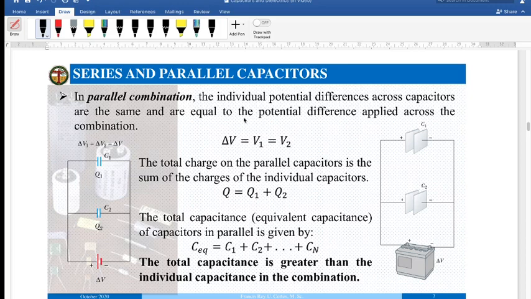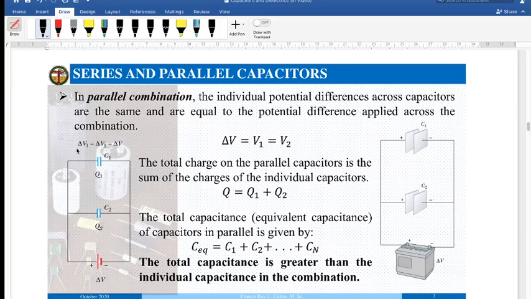So the individual potential difference, if you connect two capacitors, suppose we have two capacitors C1 and C2, when they are in parallel combination, the individual potential differences of the capacitors are actually equal to the potential difference delta V. Why? Because they are directly connected to the battery. Your battery is connected directly to the capacitor. So basically, they have the same potential difference all throughout.